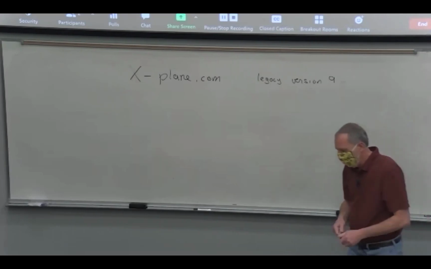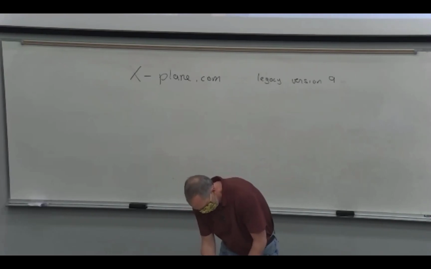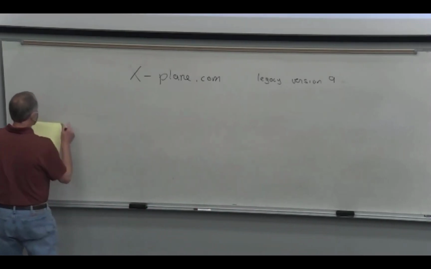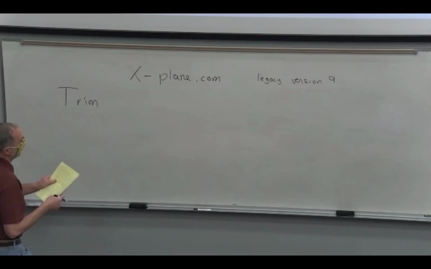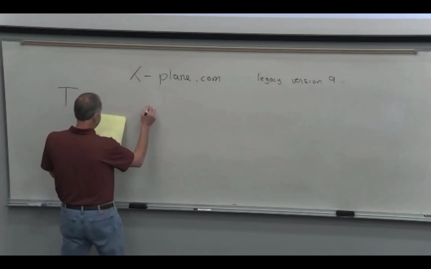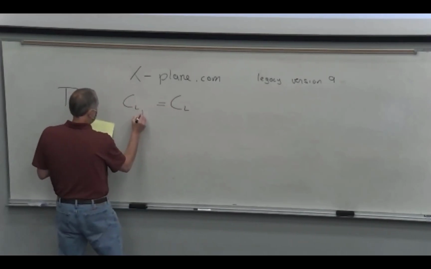So let's talk about the mathematics of adding the elevator to the airplane. We're going to trim the airplane with the elevator instead of the all-moving tail. So the trim problem, the first part of the trim problem is the lift equation. And we need the lift to match C_L trim.